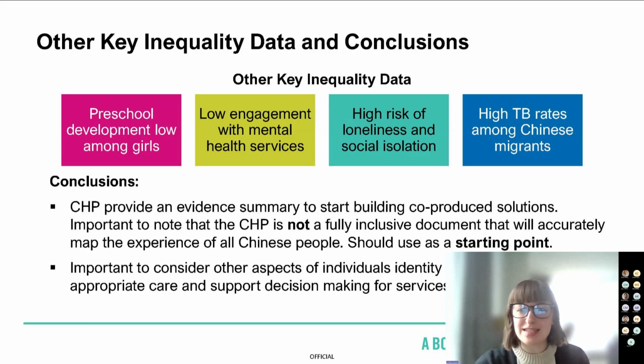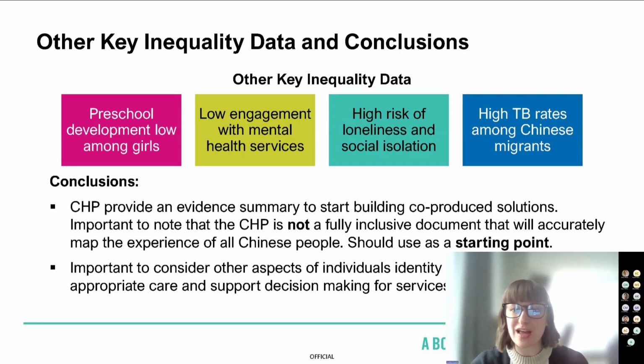Only 70% of Chinese girls reached the expected development levels, compared to 74% of all girls in Birmingham, whereas it was flipped for the opposite gender. Chinese boys had the highest level reaching the expected development goals compared to the other ethnic groups. That didn't seem to impact GCSE and A-level attainment, so it was purely preschool development.